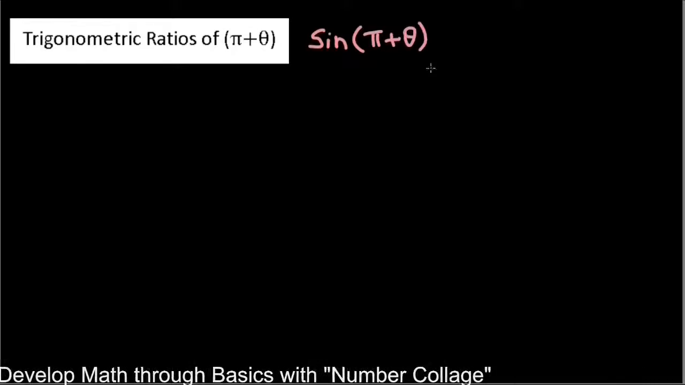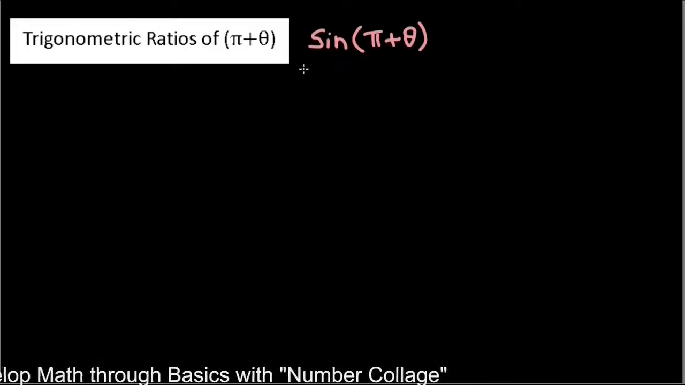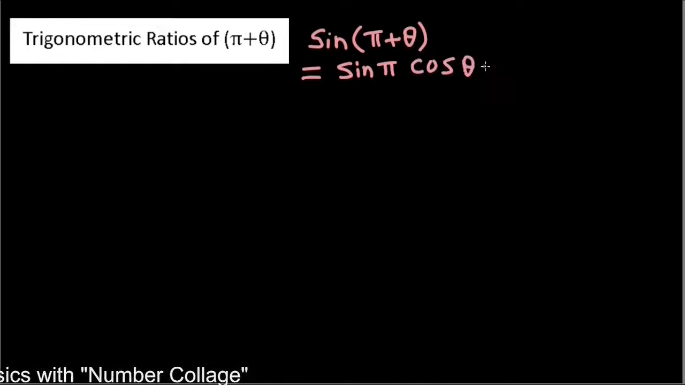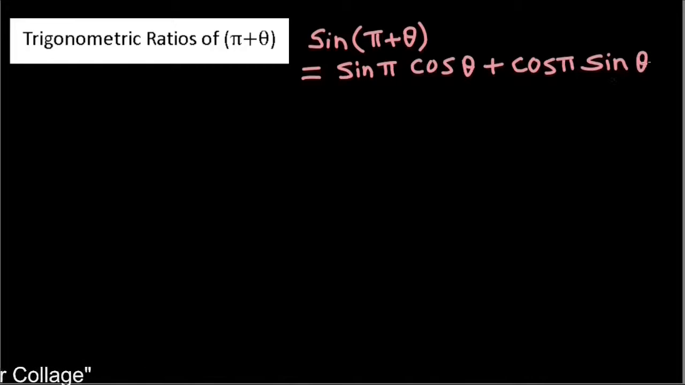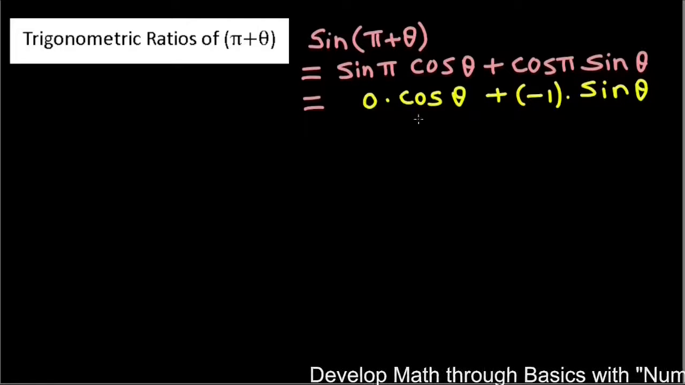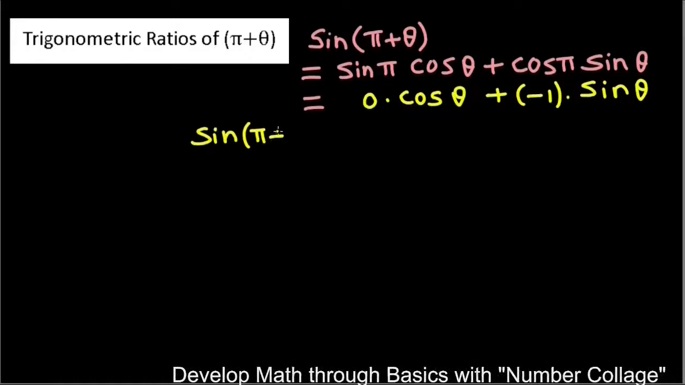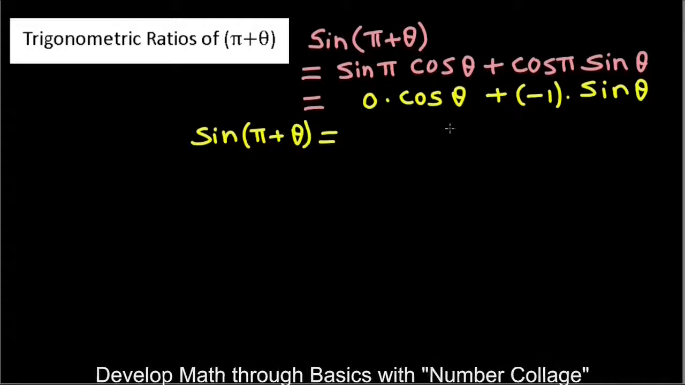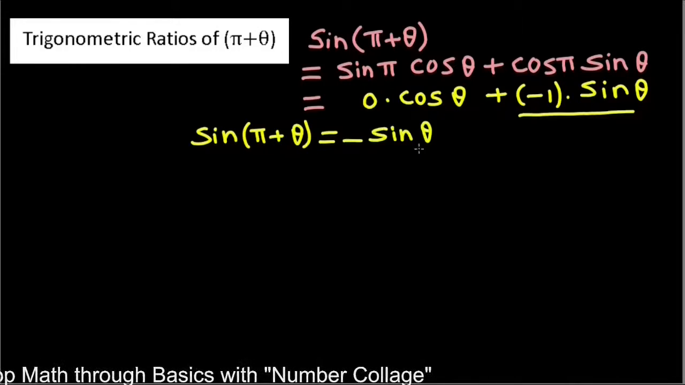Now we will discuss trigonometric ratios of pi plus theta. Consider sin of pi plus theta. By the addition formula, it will be sin pi cos theta plus cos pi sin theta. Sin pi is 0, times cos theta, plus cos pi is minus 1, times sin theta. So we get sin of pi plus theta equals minus sin theta.